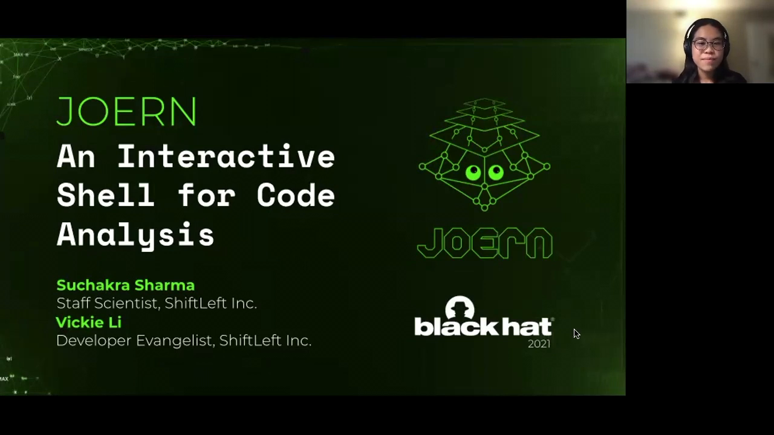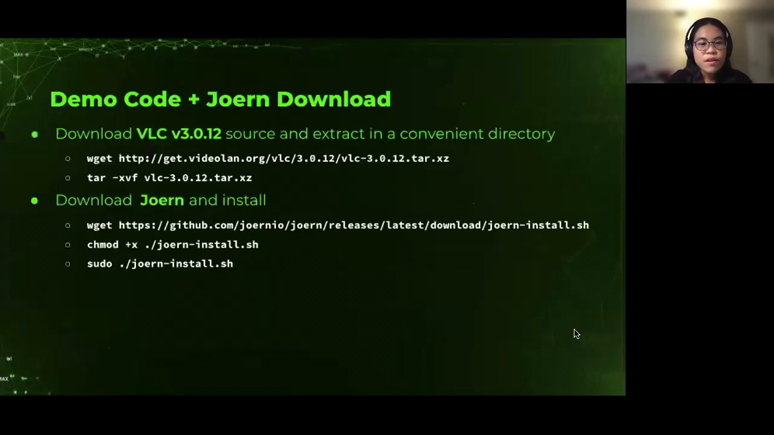So let's get started. First of all, if you want to follow along with the demos that we're going to be showing in this presentation, you'd want to download and extract the vulnerable code repository that we're going to be analyzing first. We're going to be using this version of the VLC, and you can download it by going to get.videolan.org.